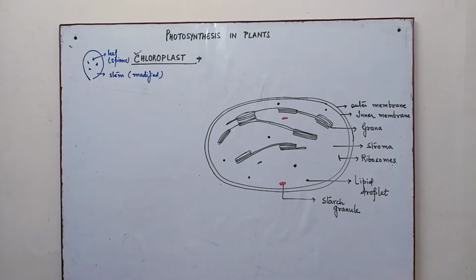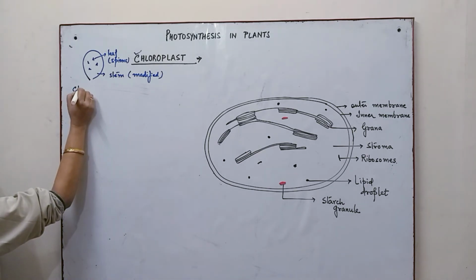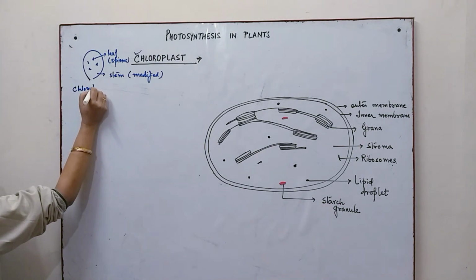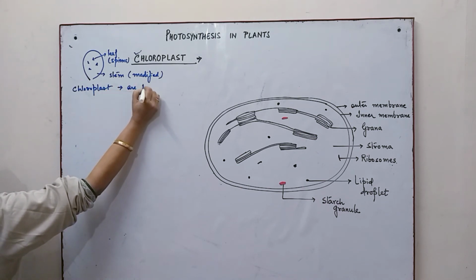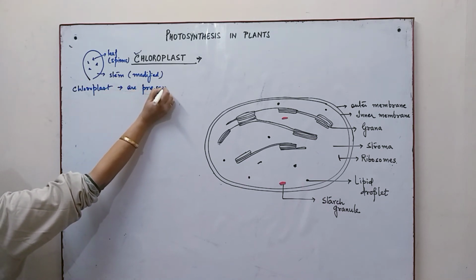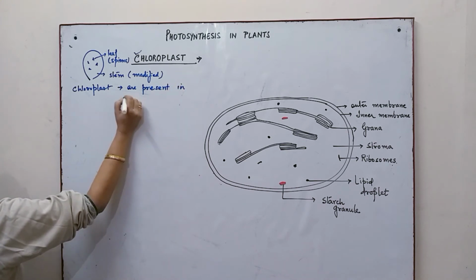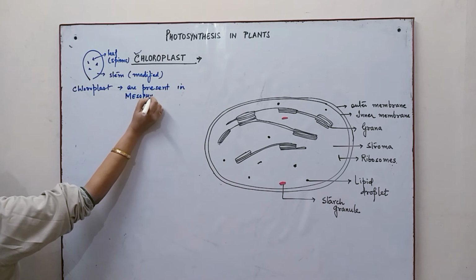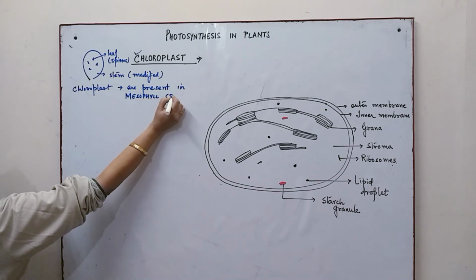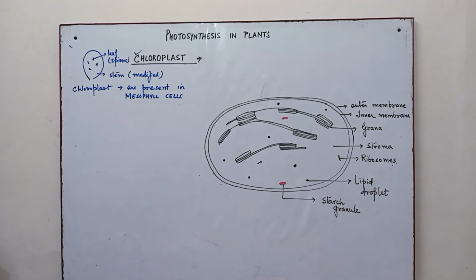Now these chloroplasts are found in the mesophyll cells. So chloroplasts are present in mesophyll cells. Now, the chloroplasts are always arranged in such a manner that they obtain the optimum light.